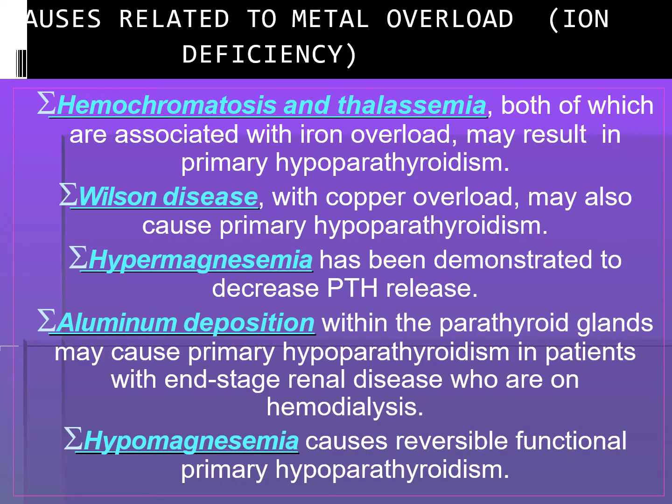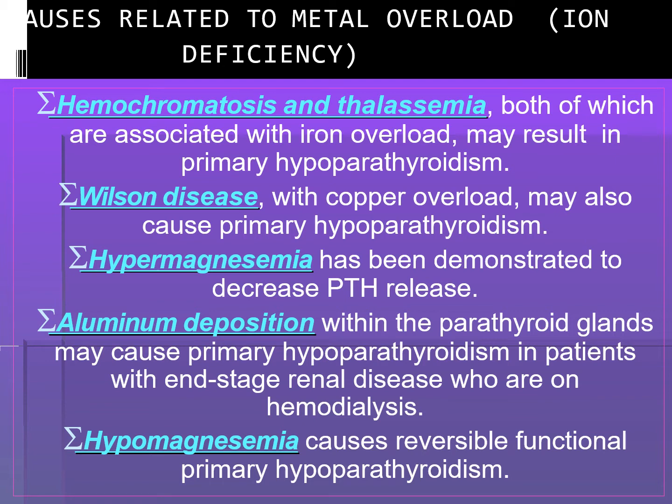Hemochromatosis and thalassemia, both of which are associated with iron overload, may result in primary hypoparathyroidism. Similarly, Wilson disease with copper overload can cause primary hypoparathyroidism. Hypermagnesemia also suppresses parathyroid hormone secretion. It occurs most commonly in patients with kidney failure.